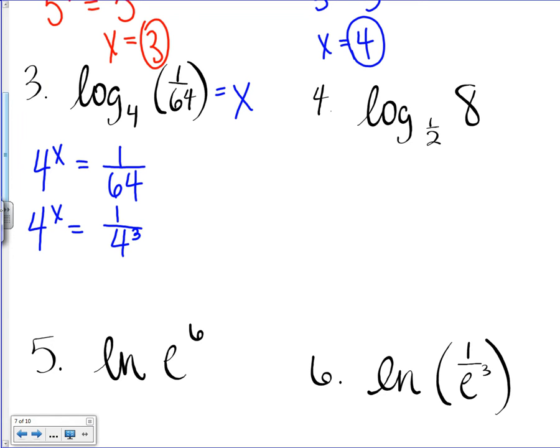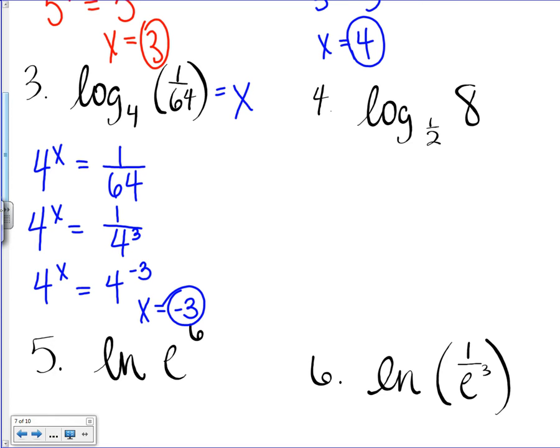Now you'll notice that 4 to the third power is on the bottom. Well, you know from your properties of exponents, if it is on the bottom of a fraction, that means it was a negative exponent. So this is really 4 to the negative third power, meaning we would push that to the bottom and then it would become 1 over 64. So from this, I know that my exponent must be negative 3.